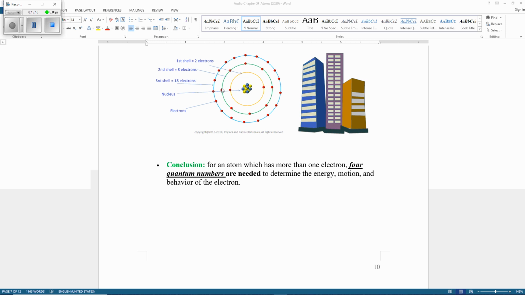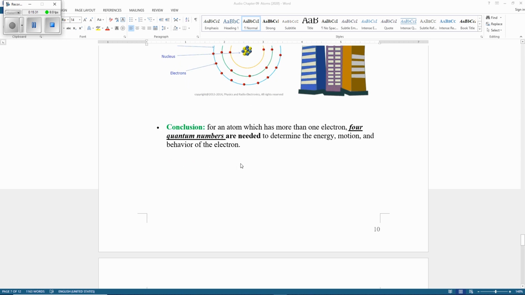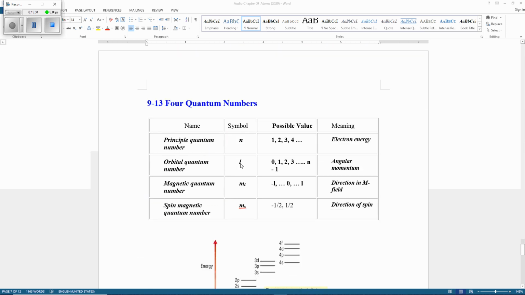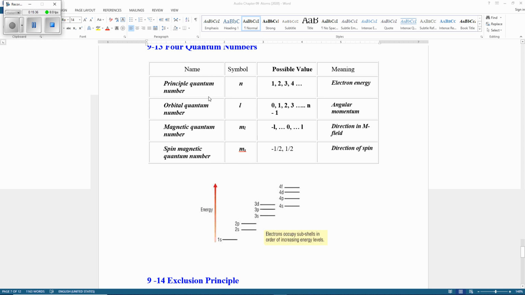Just like different students have different ID numbers, different electrons have different quantum numbers. Every electron has quantum numbers. How many? 4 quantum numbers. Please remember that. These 4 quantum numbers have different names. The first one is called the principal quantum number, we use N, which tells the energy. And N can be 1, 2, 3, 4, giving you different energy states or different energy shells.